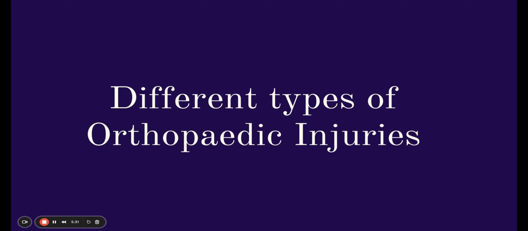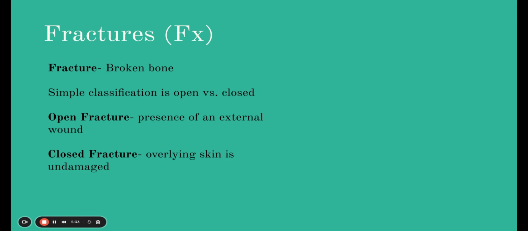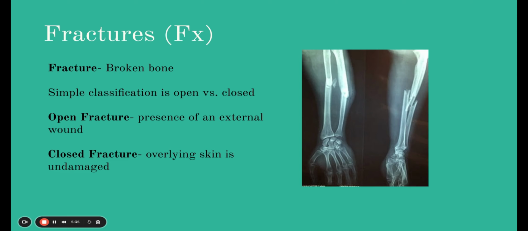We're going to go over some different types of orthopedic injuries. We have the well-known fracture. A fracture is a broken bone. The simple classification for these is going to be open versus closed. An open fracture indicates that there's a presence of an external wound. So either the bone is protruding, or there was a laceration from an external force that also caused a break.